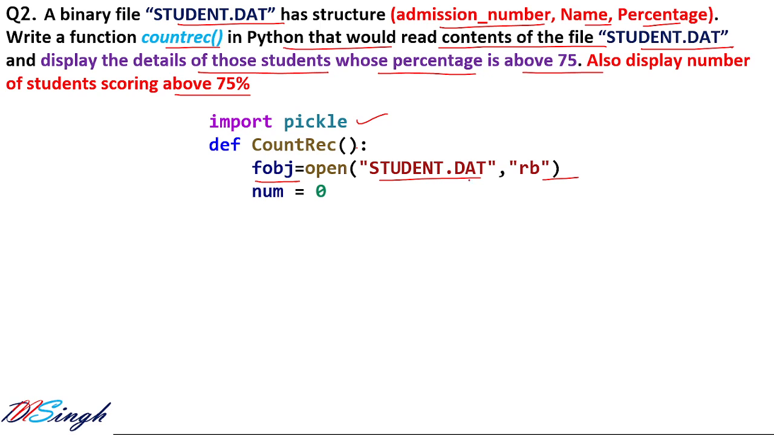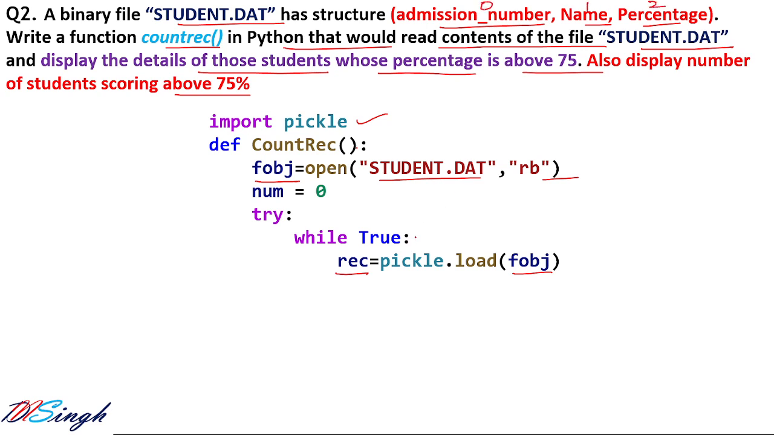Now let's maintain a counter where we keep the record of how many students have scored more than 75. Next is the try except block. And then we have a loop, while True, and the load function inside it, pickle dot load. We pass the file pointer inside load, and now we have that record inside this variable called rec. In that rec, the indexes are 0, 1 and 2. So at the second index we have percentage. At percentage, if it is greater than 75, what I should do?